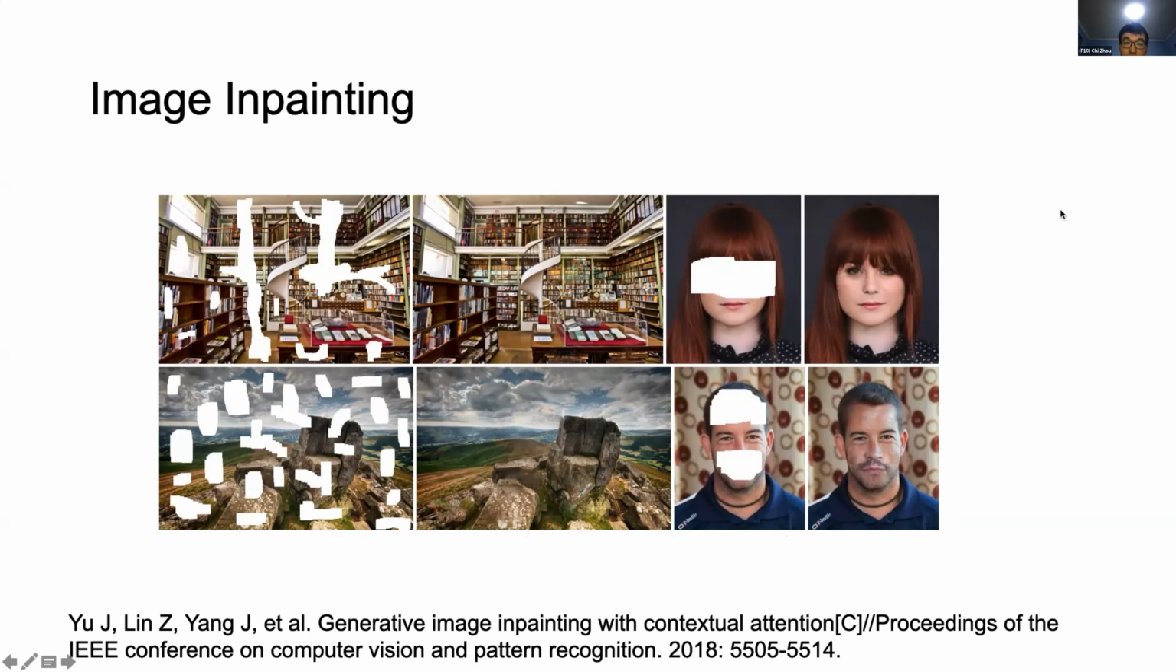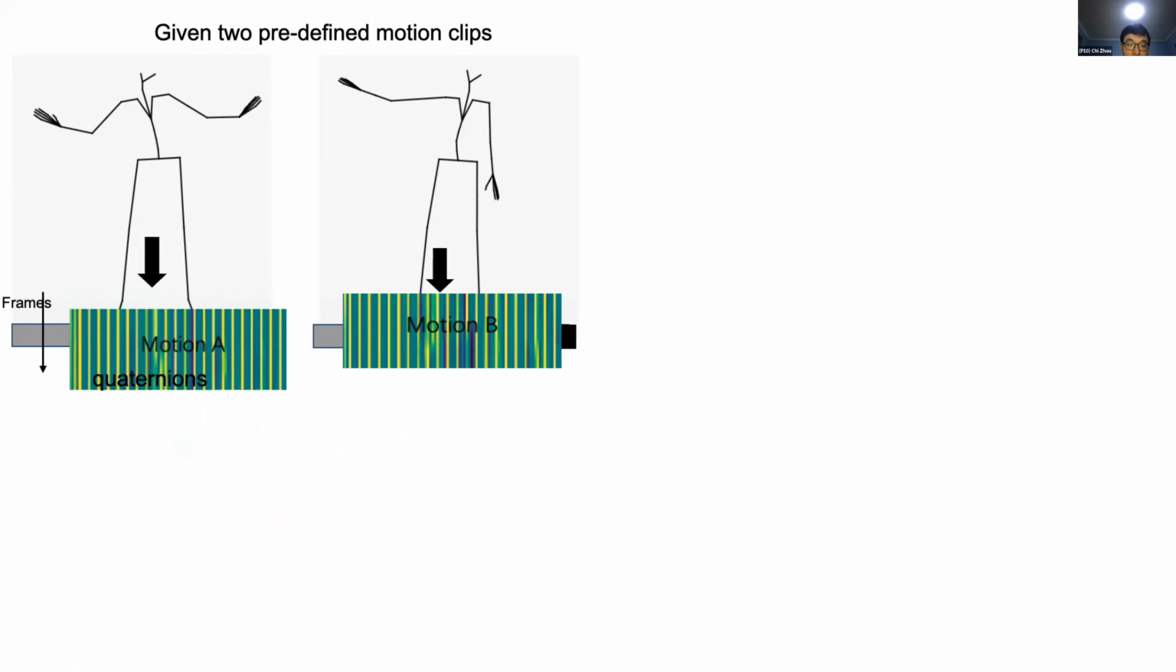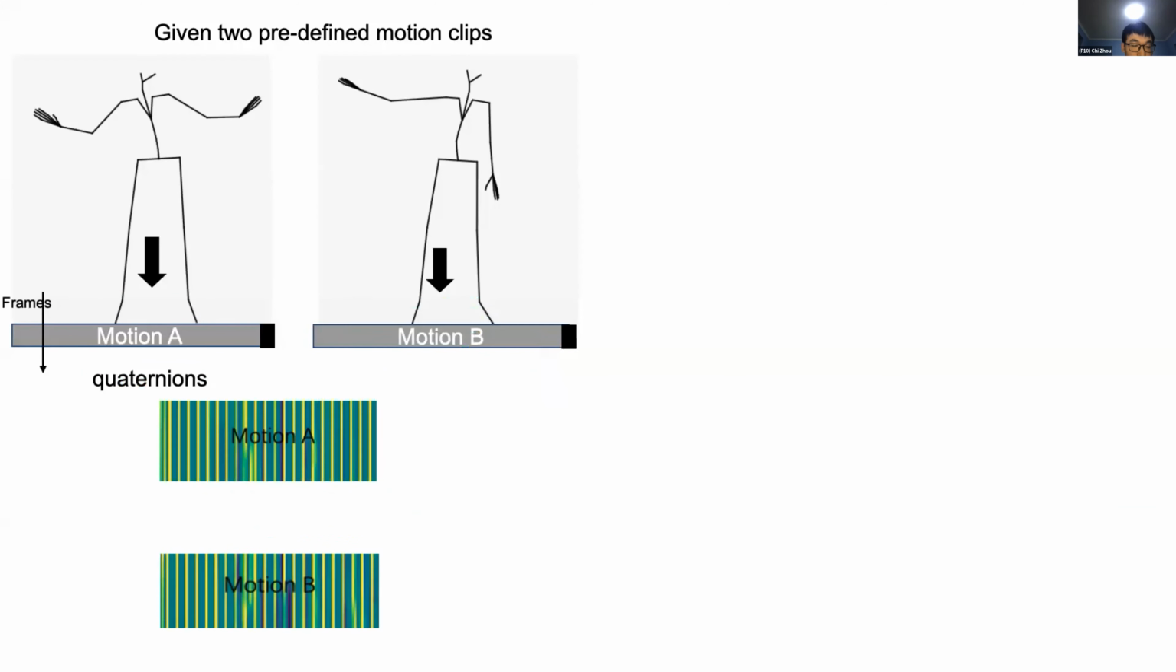So we draw on the idea of image inpainting, and we can represent our motion A as an image, where the rows represent motion frames and the columns represent quaternions of all joints. And then we can also write motion B as an image too. So the problem of motion interpolation can be converted to a problem of image inpainting.